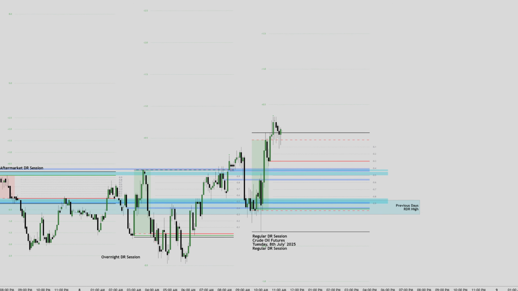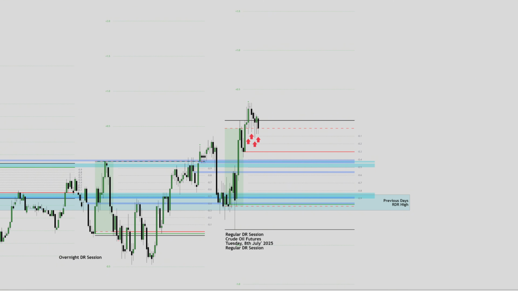The next 6 candles all reject the IDR high level, not able to close below it. That's your shot. 30 minutes of pure rejections.